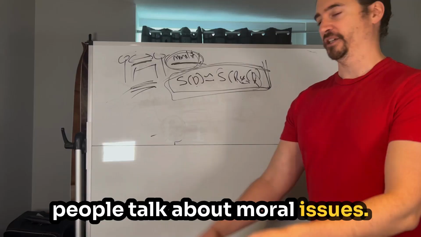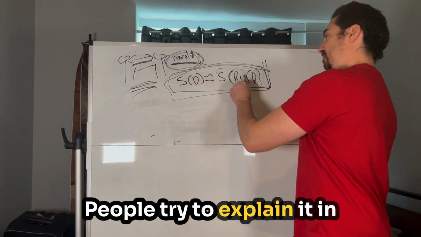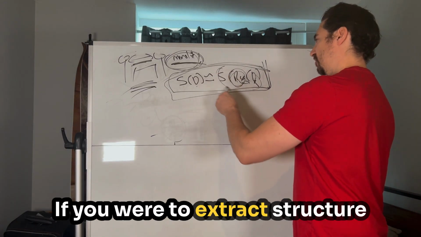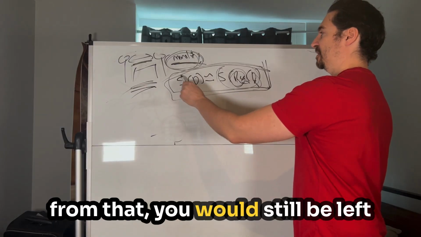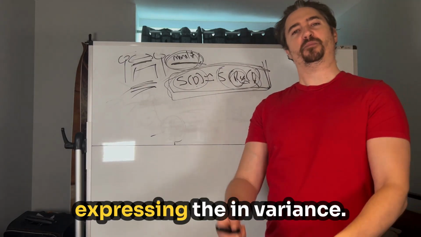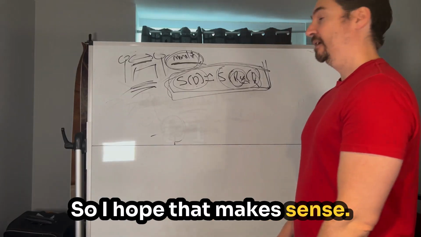People talk about moral issues. People try to explain it in many different ways, right? Psychology, evolution, whatever. If you were to extract structure from that, you would still be left with structure as if you were just acting on the data alone. It's a way of expressing the invariance. So I hope that makes sense.